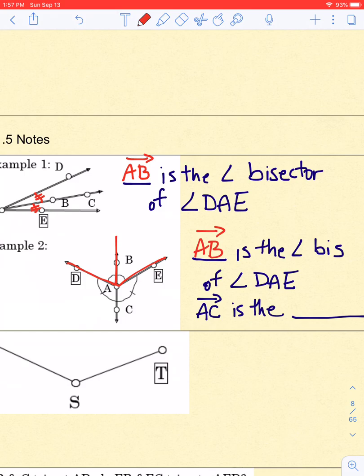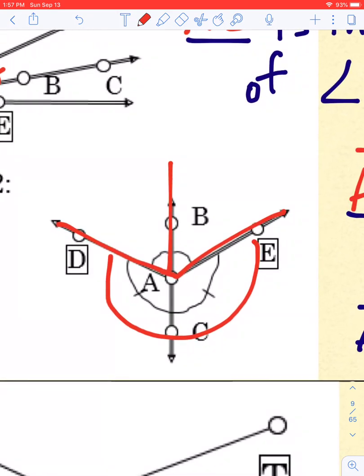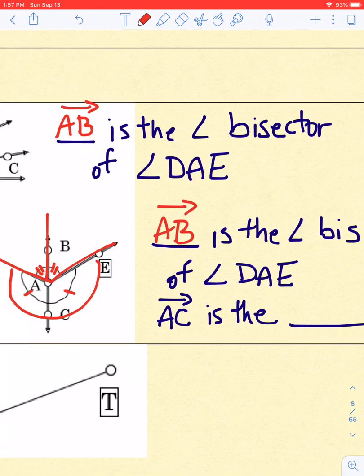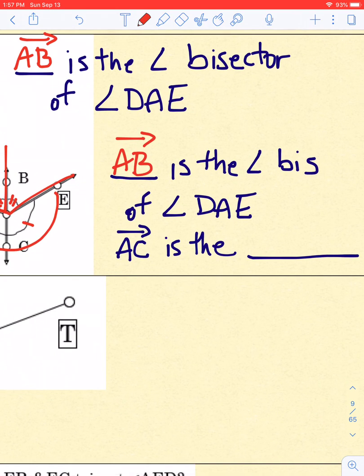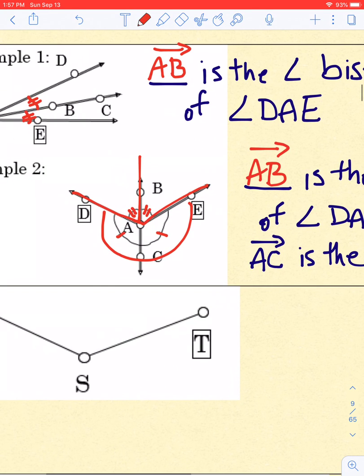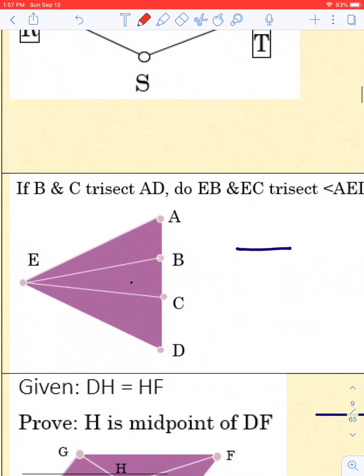Now there's also another angle out here, and you can see that this angle here was not marked, but there we go. We can see that this one here too is marked as 2 angles that are bisected equally. Then AC is also a bisector. So there are 2 bisectors in that diagram, not only AB but also AC. We'll skip this example here.